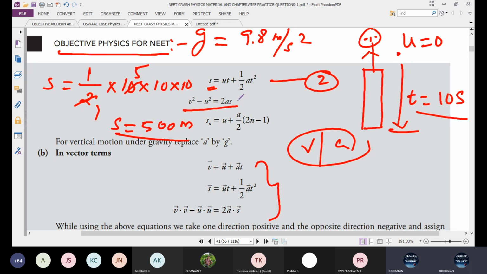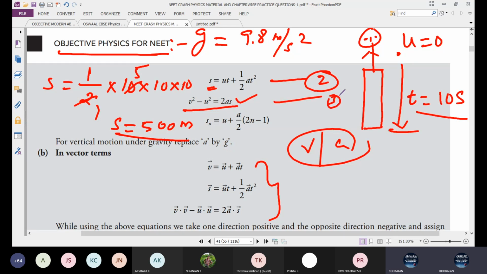Based on that, I can find the value of s. S refers to position, distance, height, displacement. This is S. S means position, not speed. Another one, up to that you know very well.